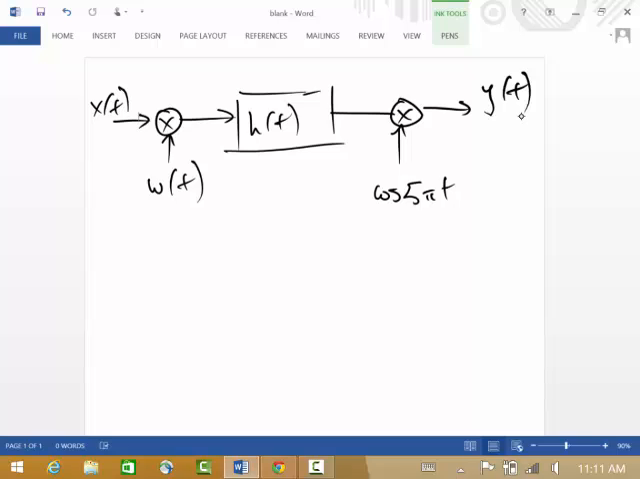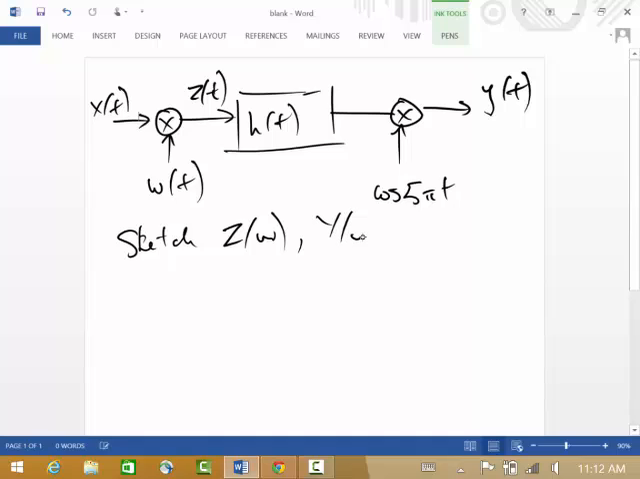Z of t, where's Z? Oh, I'm sorry, I failed to mark on Z of t is the signal here. Okay, so it says sketch Z of omega and Y of omega for the following cases. All right, I have no idea what I'm doing. They want us to put in W of... Have they told us what H of t is? Oh, okay, yes, they do give us an H of t.